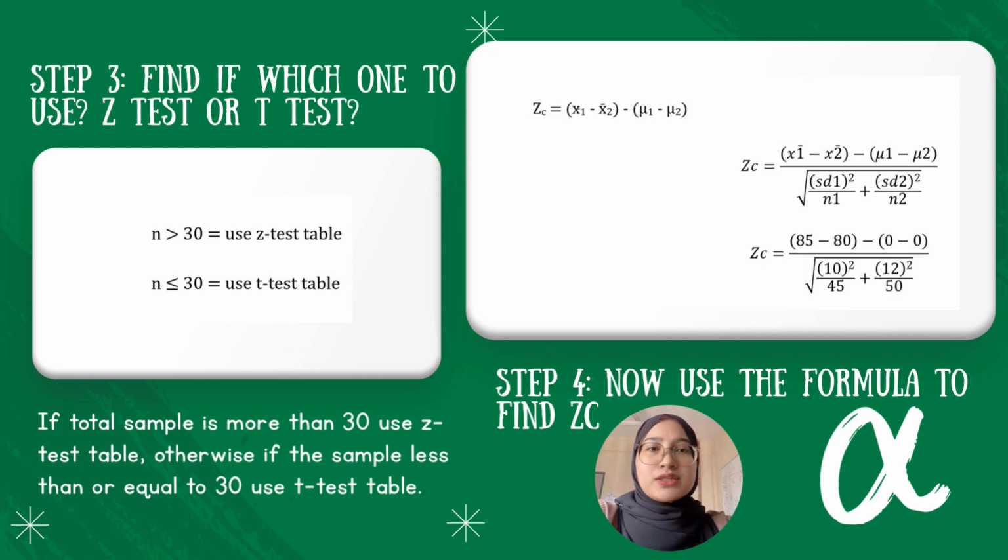So we go to step number 3. Find which one to use, Z-test or T-test. If the total sample is more than 13, use the Z-test table. Otherwise, if the sample is less than or equal to 13, use the T-test table. For step number 4, now use the formula to find ZC.